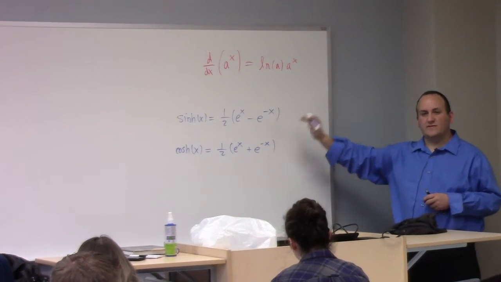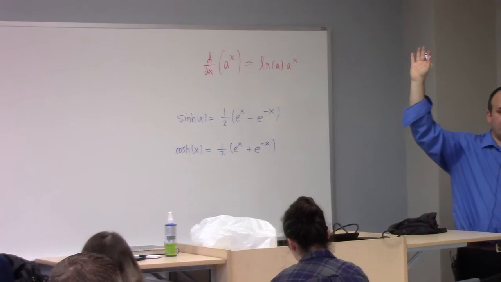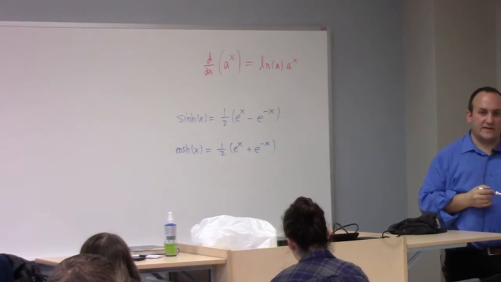I know some of you haven't seen these. Show of hands, who's never seen cosh and sinh in their previous calculus? See, you were cheated. You're supposed to see that in Calculus 1 here.